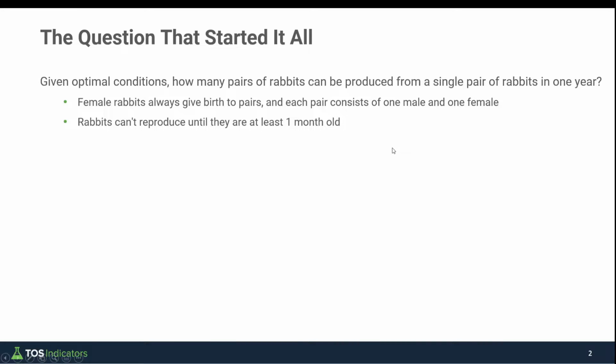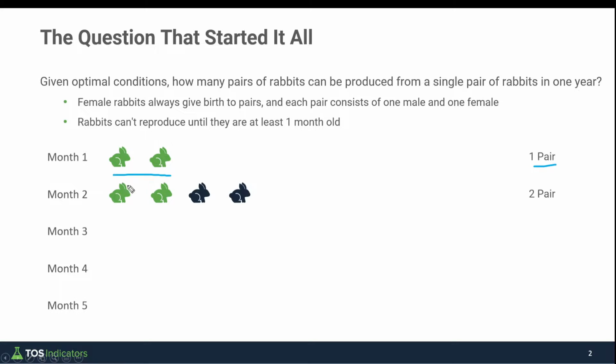So if you start to map this out visually here, at the end of month 1, the first month, we have just the 2 rabbits that we start with, and that's 1 pair of rabbits. Now at the end of month 2, that first pair of rabbits has reproduced, so we have our reproduced set of rabbits in that blue background, and we have the original pair of rabbits in the green background. So now we have 2 pairs of rabbits.